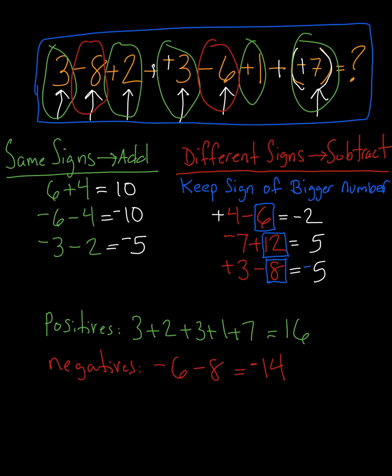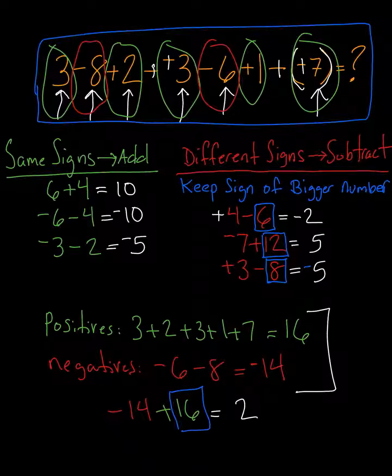Now all you got to do is basically add these two numbers, the 16 and the negative 14. Negative 14 plus the 16, they're different signs, so we're going to subtract 16 and 14, we get 2, and we keep the sign of the bigger number. The bigger number is 16, not 14, and 16 is positive, so our answer is positive 2.